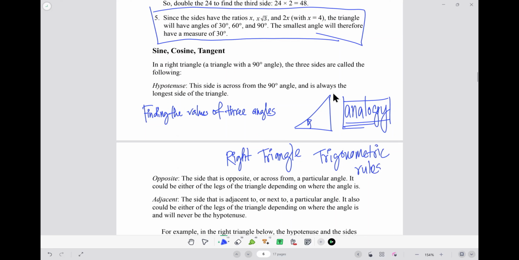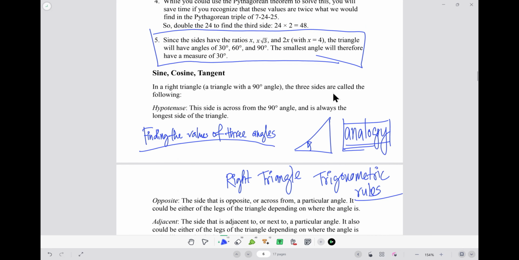Yeah. Okay, so trigonometry is finding the values of three angles. That's quite simple. This is the definition of trigonometry. Sometimes we call it trig. Before we start trigonometry, I'm going to review what I talked about a few minutes earlier.